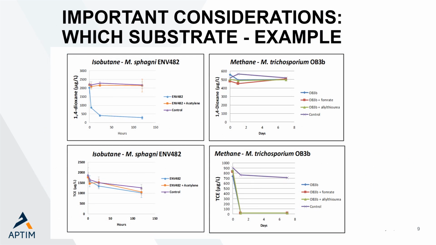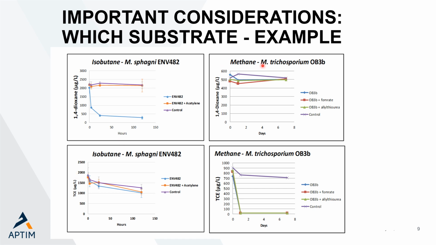So here's a nice example of different organisms degrading different contaminants of concern. This is an organism that was isolated on isobutane in our laboratory. It grows beautifully on isobutane, and when doing so, it degrades 1,4-dioxane very readily. But the organism won't degrade trichloroethylene at the same time if you grow it on isobutane. So it degrades 1,4-D, but not TCE.